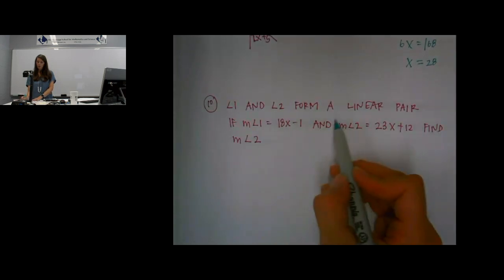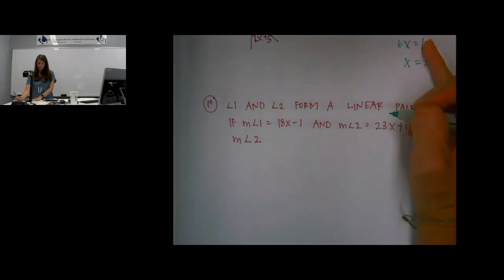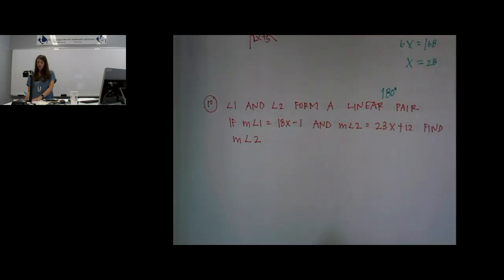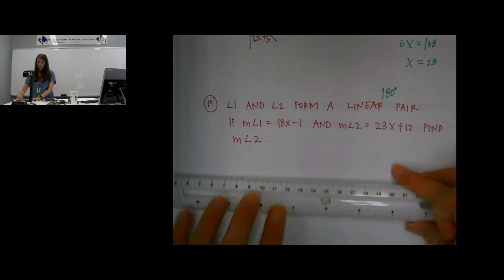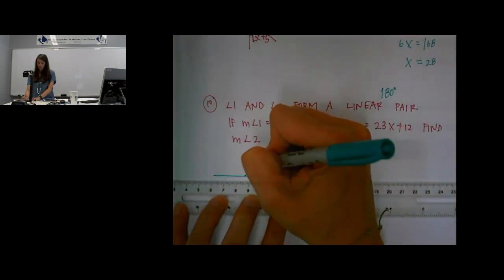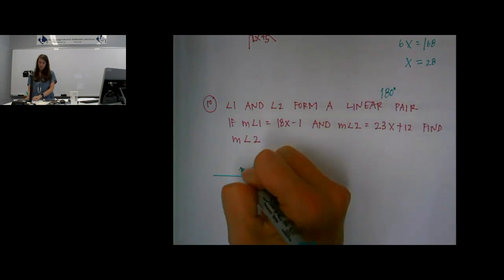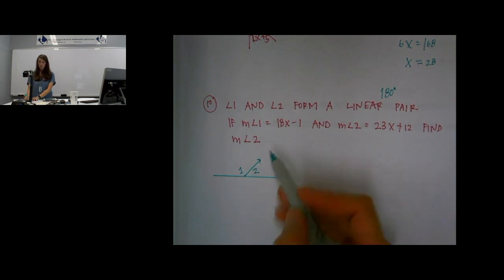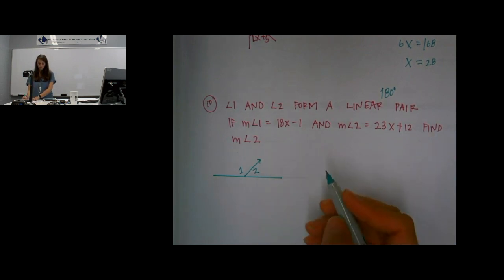Alright. If angle 1 and angle 2 form a linear pair, a linear pair means they add to be 180. Linear pair just means that the two angles are in a straight line. So if this is 1 and this is 2, I'm not drawing these to scale because I really don't know what the answers are going to be, but just know that's what a linear pair would look like.